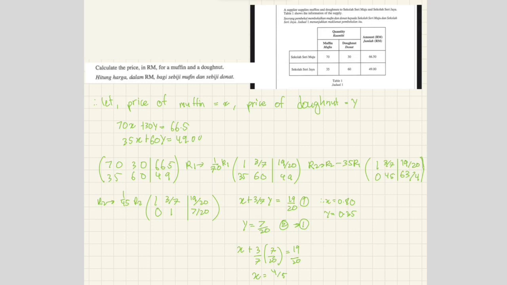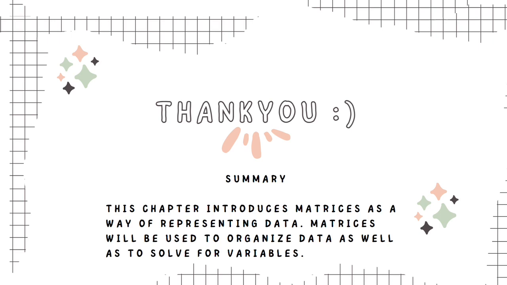For the conclusion, this chapter introduced matrix as a way of representing data. Matrix will be used to organize data as well as to solve for variables.